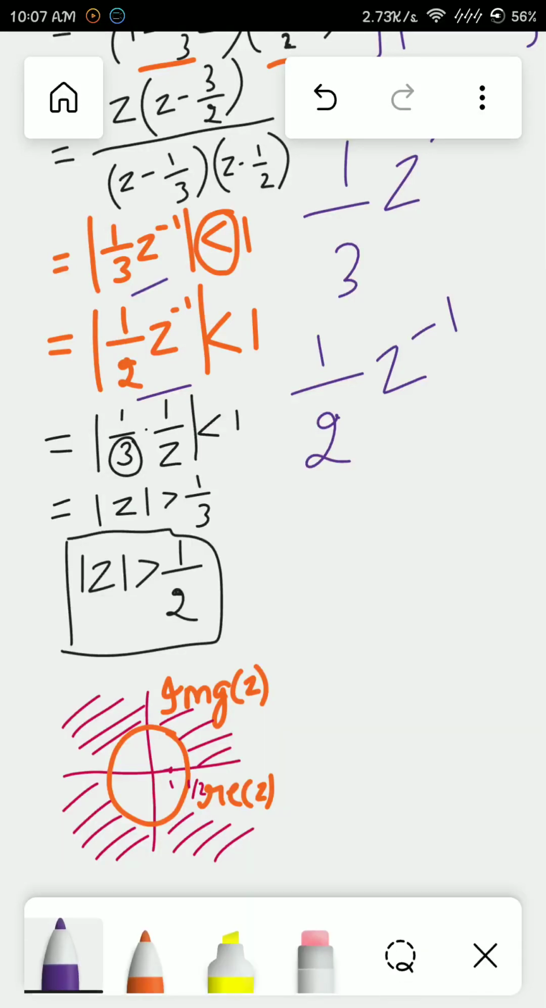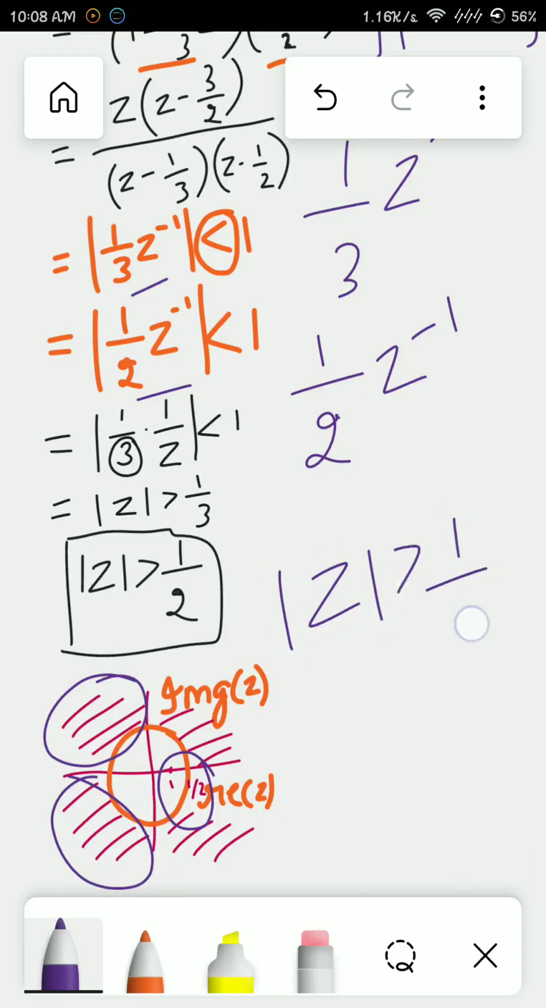So how did I plot my ROC? I drew a circle, a ring inside the z plane, and plotted the ROC at 1 by 2 over here. Then I shaded the ROC outside the circle, outside the ring, because my modulus of z is greater than 1 by 2. Greater than means a right-sided sequence, so I had to shade it outside the circle. So this is the given problem.